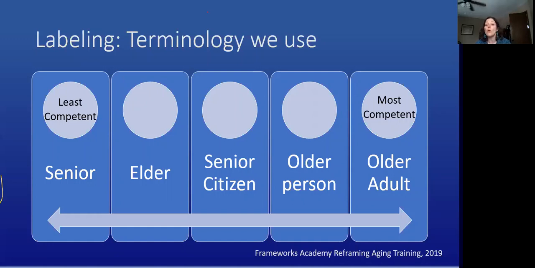But when we're talking about people, what we want to do is avoid using terms that make us think of the people that we're talking to or talking about as a particular group on their own. And we want to use terms that help us think about people as people who happen to have a certain characteristic. And in this case, we're talking about the characteristic of being older.